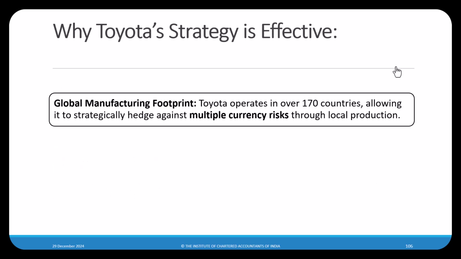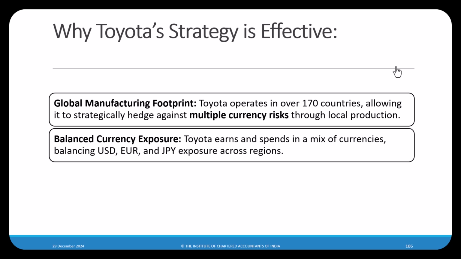Okay. Global manufacturing footprint. Toyota operates in over 170 countries, allowing it to strategically hedge against multiple currency risks through local production. So I'll just show you the income statement of Toyota versus many other Japanese companies like Sony and Honda. You'll find that Toyota has shined among all these, because other companies like Sony have become less profitable over time. Okay, because they were mainly manufacturing in their home country.